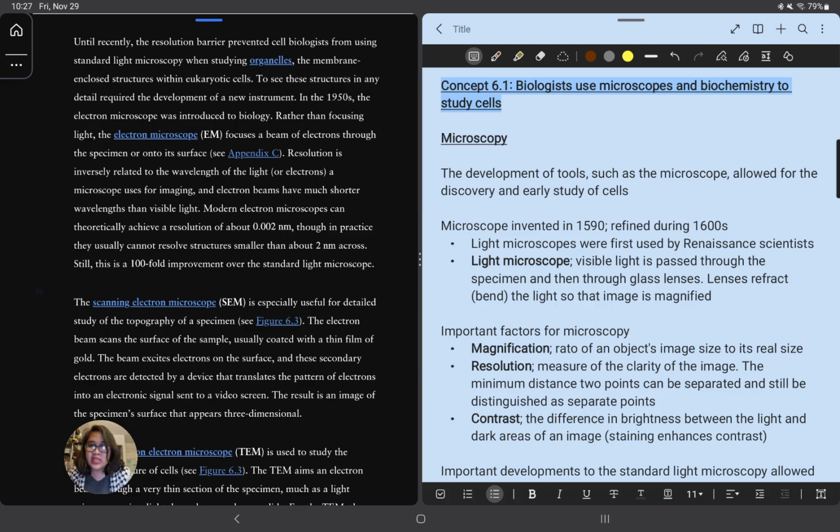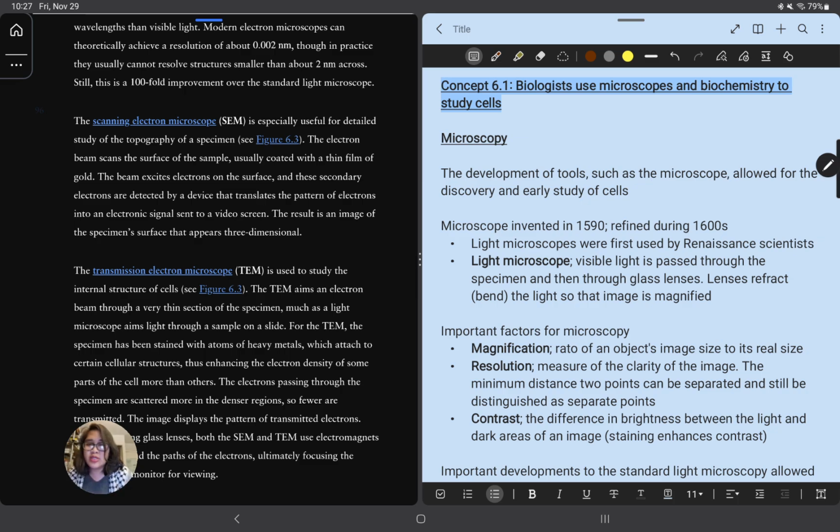In the 1950s, the electron microscope was introduced to biology. Rather than focusing on light, the electron microscope focuses a beam of electrons through the specimen or onto its surface. Resolution is inversely related to the wavelength of light, or electrons, a microscope uses for imaging, and electron beams have much shorter wavelengths than visible light.